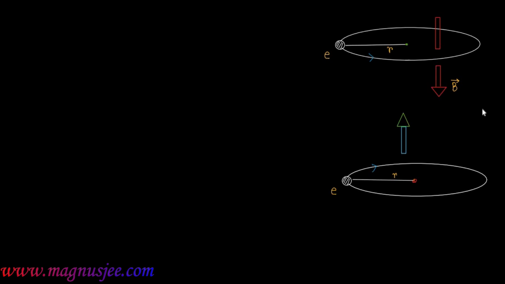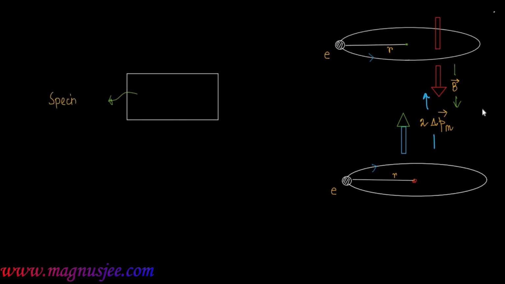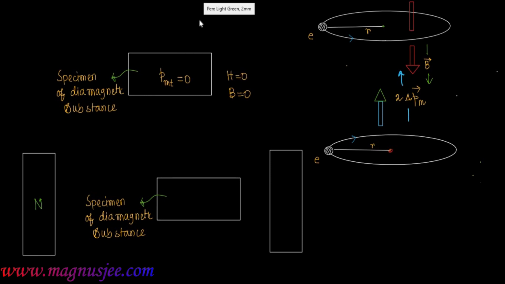The induced magnetic dipole moment 2 delta Pm acts vertically upwards, in the opposite direction of the external magnetic field vector B. 2 delta Pm acts upwards and the external magnetic field B acts downwards. So this is a specimen of diamagnetic substance, and the initial magnetic dipole moment Pmi is equal to 0 if no external magnetic field acts on it.